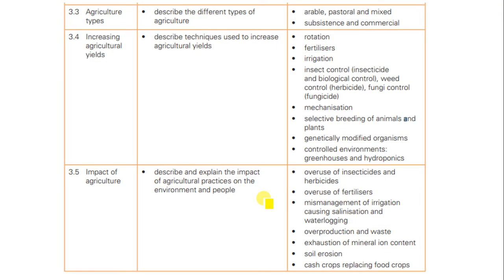So based on the syllabus content, agricultural types, increasing agricultural yield and impact of agriculture are the concept and content we are going to cover in this lesson. So you can actually pause and go through it individually.